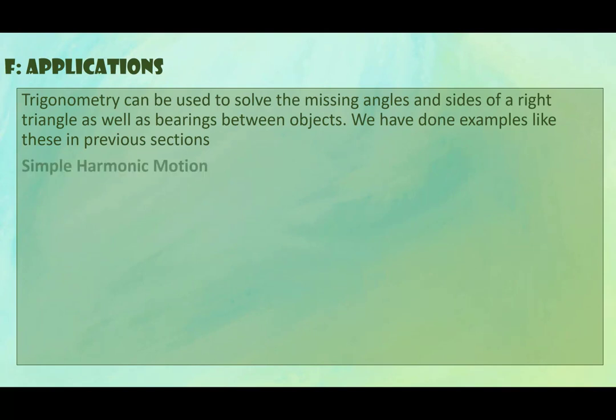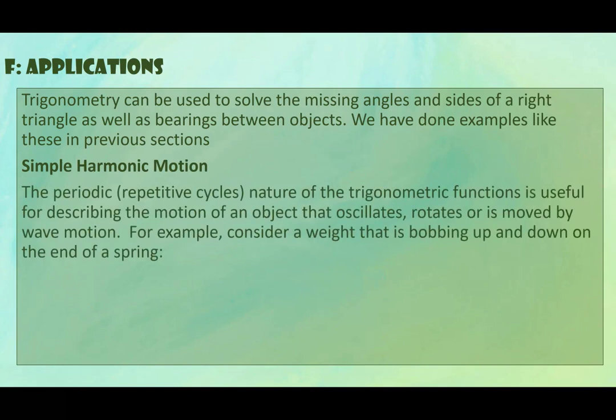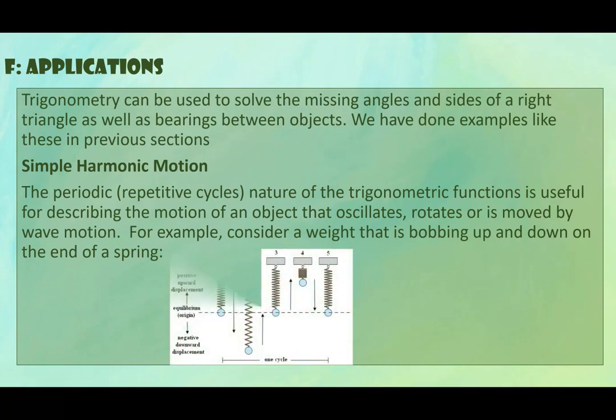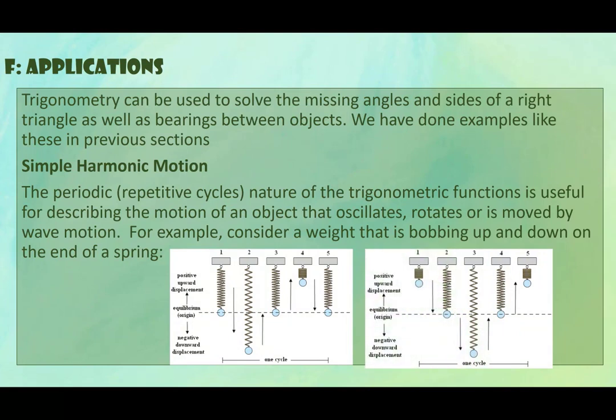I also want to talk about simple harmonic motion. Now, simple harmonic motion is the periodic or repetitive cycles nature of the trigonometric functions, and it's used for describing the motion of an object that oscillates or goes up and down, rotates or is moved by wave motion. For example, we can consider the weight that is bobbing up and down on the end of a spring, like this. Okay, or like this.